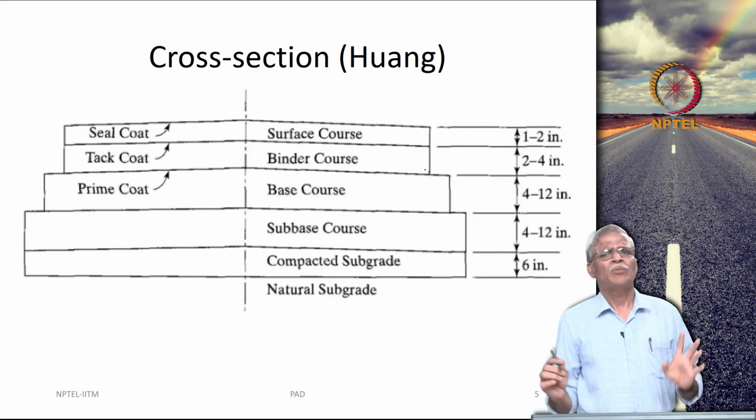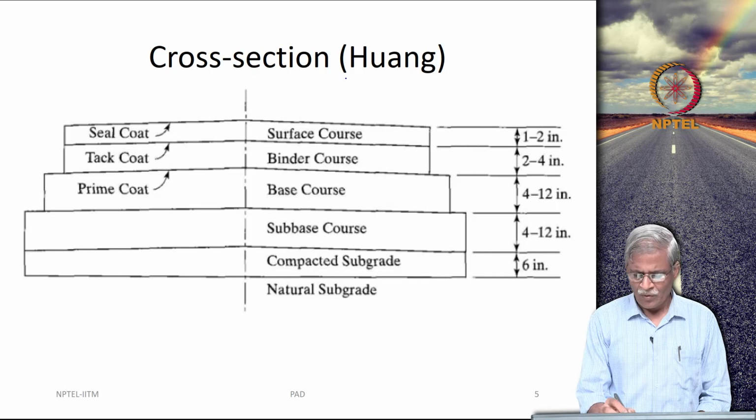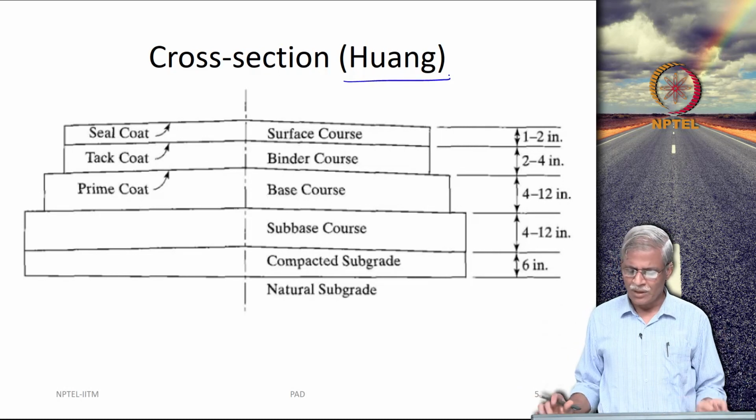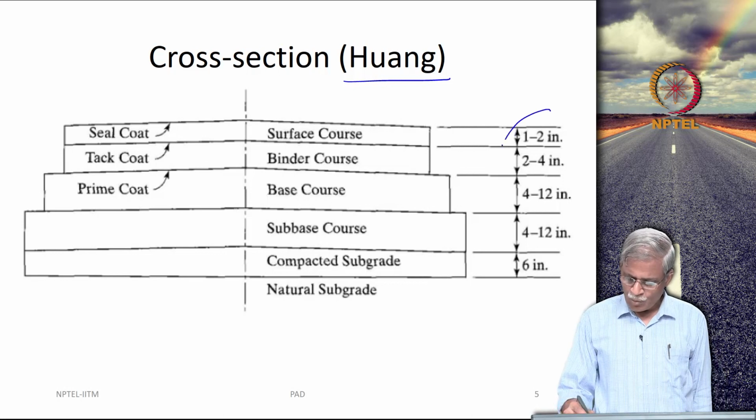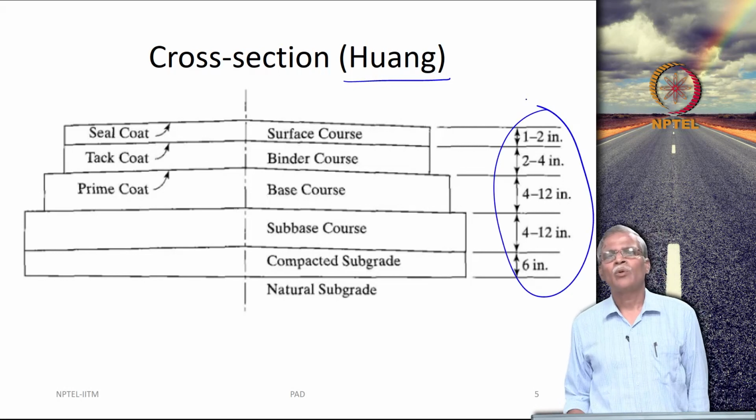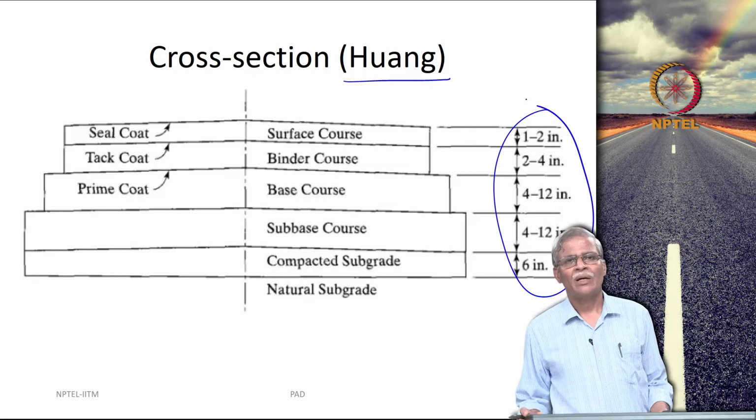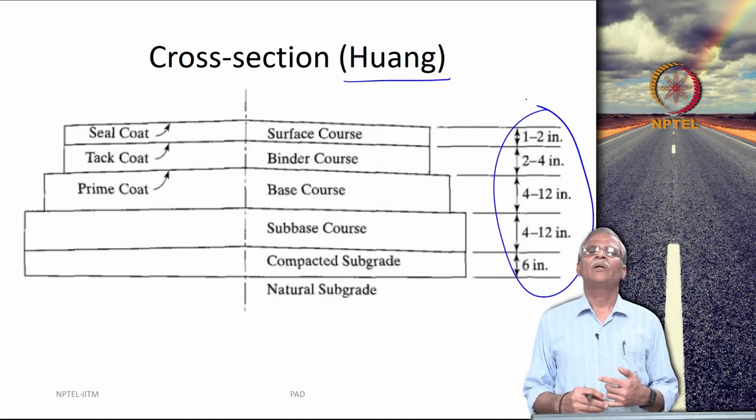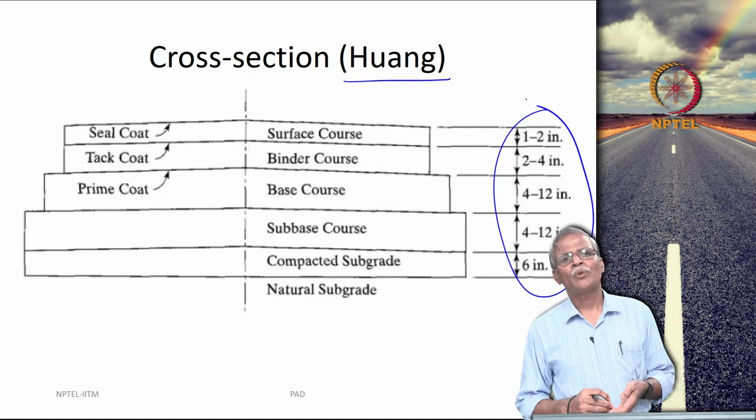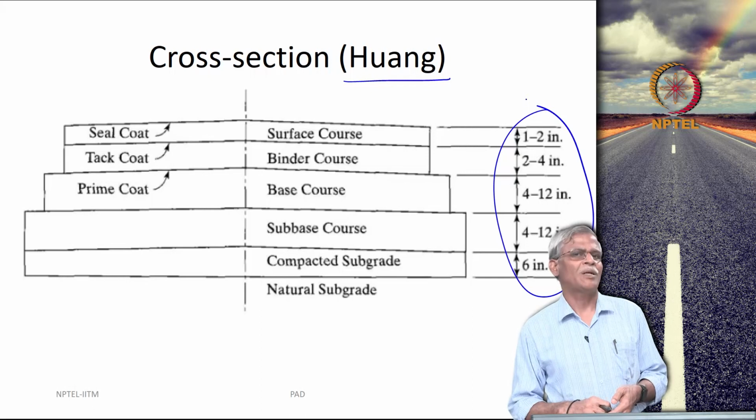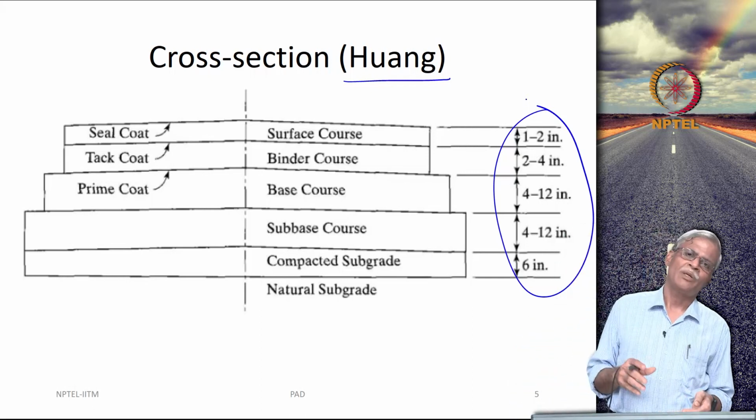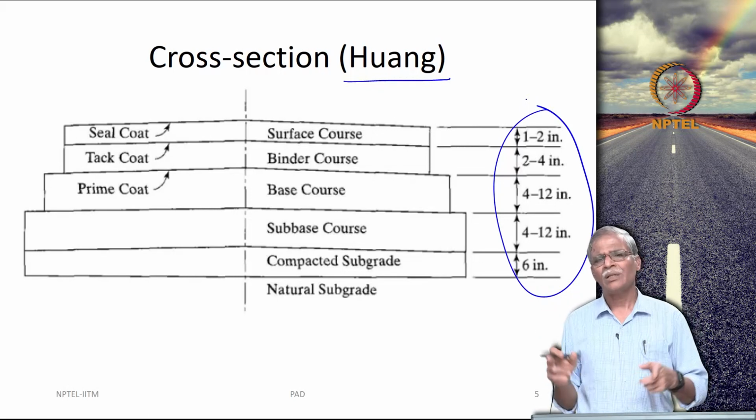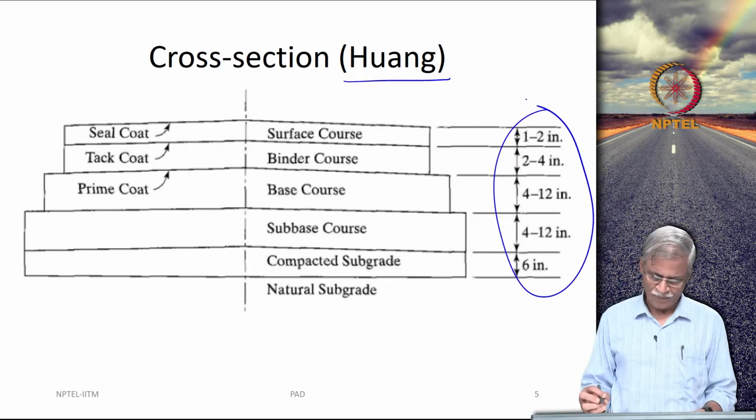Now, a very simple cross section which is listed in Huang, and more or less this is the standard cross section that is followed. You should be a little bit careful about the units that are used here. This is an American textbook, so most of these things are given in terms of inches. Even in some of the example problems that you will be working out from this textbook, which will be shared with you, the units will be mostly pounds and inches, but we will also be providing the conversion within the bracket. So, do not worry about it.